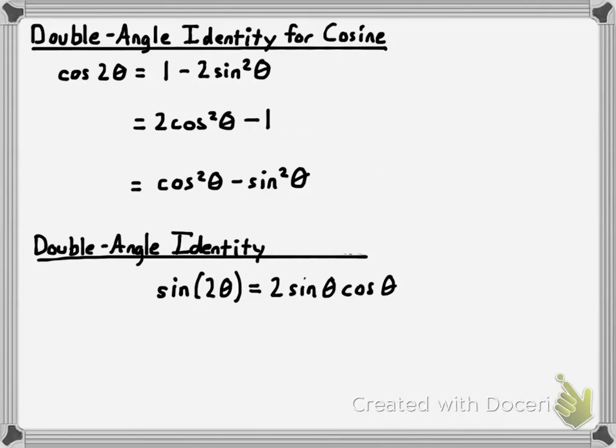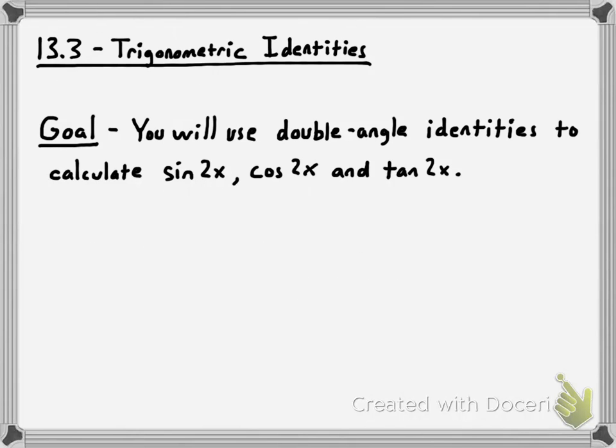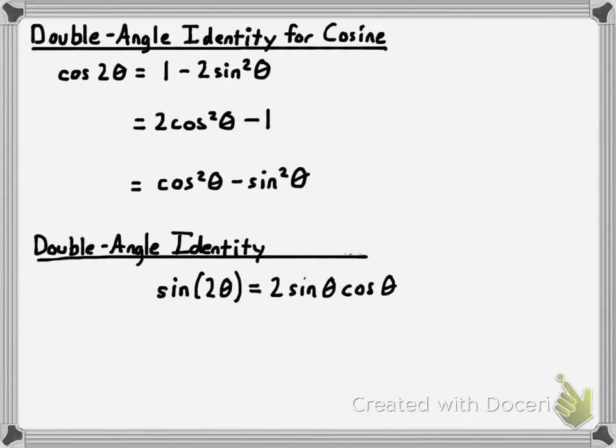All right, so write these down, and while we're at it, in the goal, I said we're going to be able to calculate sine 2x, cosine 2x, and tangent 2x, and we did not learn a formula for the double angle identity for a tangent. So let's go ahead and write that down, because we can take care of that very simply. You know the identity that the tangent of theta equals sine of theta over cosine theta. Well, that applies to double angles as well. The tangent of 2 theta is equal to the sine of 2 theta over the cosine of 2 theta.